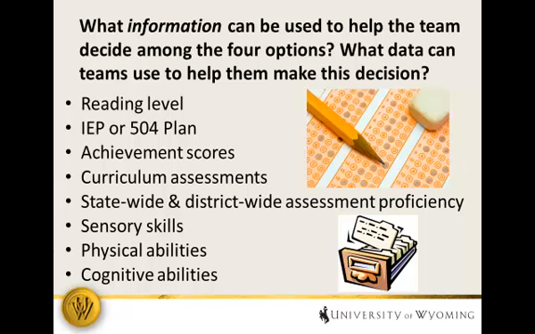Some of the specific types of information that can be used to help the team make the decision about the need for specialized formats includes, but is not limited to: 1. Reading level, including formal and informal reading diagnostic information. 2. Indications in the IEP or 504 plan. 3. Academic achievement scores and grades. 4. Curriculum-based assessments. 5. Statewide and district-wide assessment participation and proficiency. 6. Sensory abilities. 7. Physical abilities. And 8. Cognitive abilities.